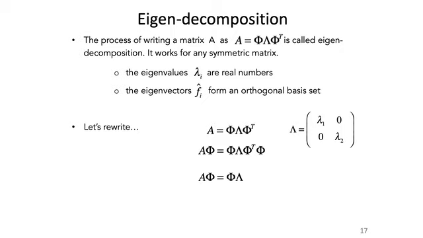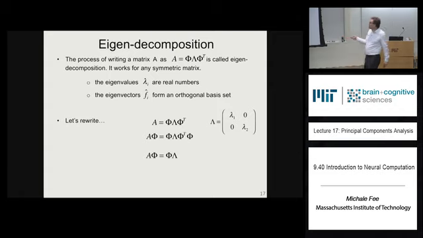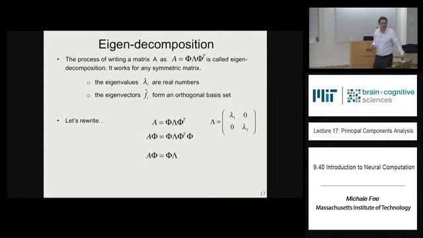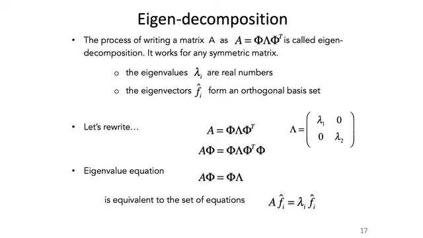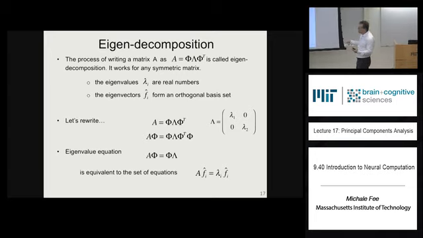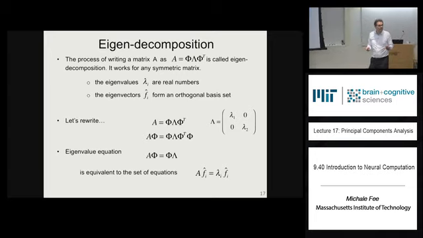If you take this equation and multiply it on both sides by phi, you can write that equation in a slightly different form: A times phi equals phi lambda. This is a matrix equivalent to the set of equations that we wrote down earlier.